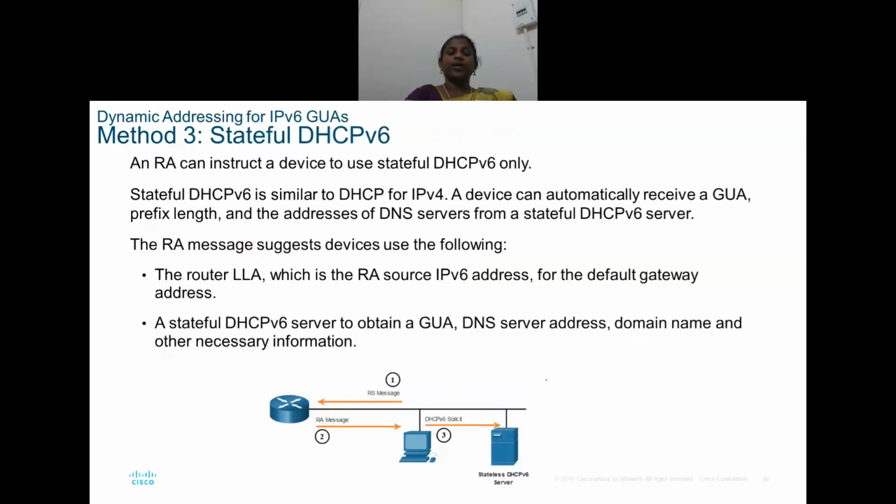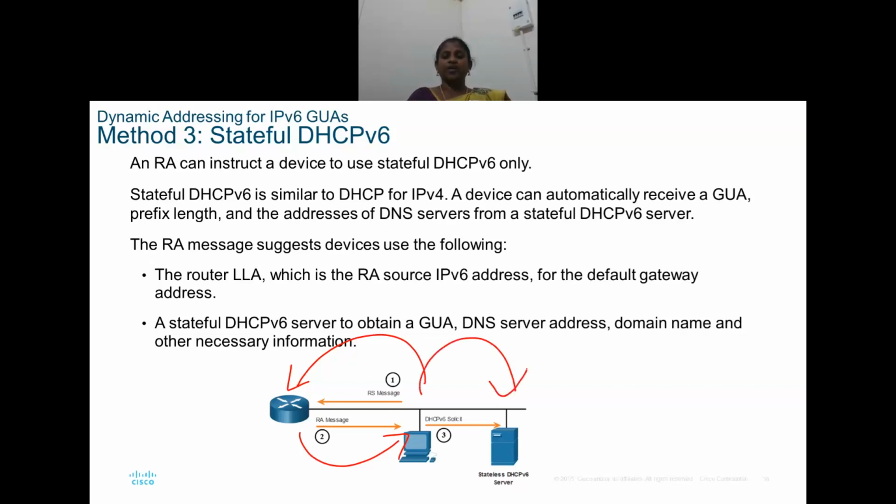The next one, method 3, is called stateful DHCP, in which first the client searches for the router. It will ask the router, is there any DHCP server available? It is like your DHCP discover message, asking whether any other DHCP server is available. So now the router is sending yes, this is the DHCP server's address.